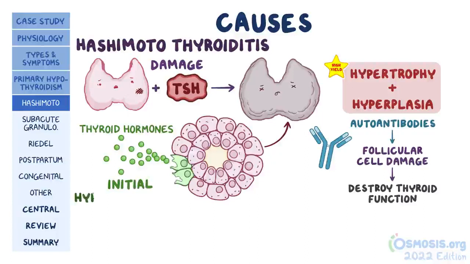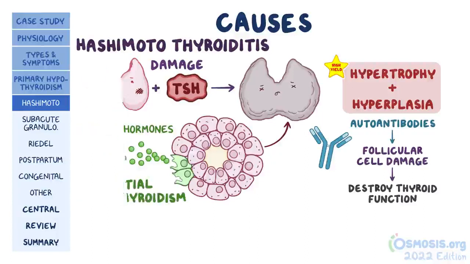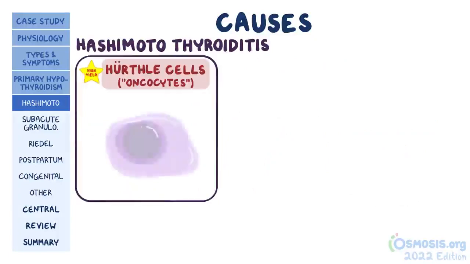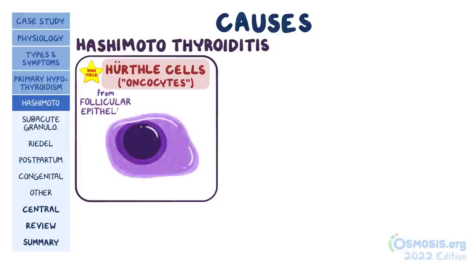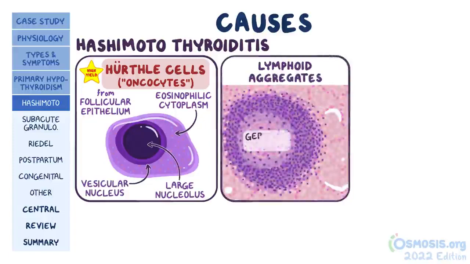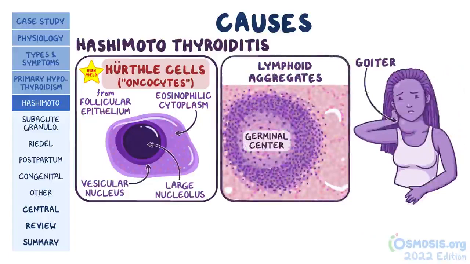initial phase of hyperthyroidism. On histology, with Hashimoto's thyroiditis, there can be Hürthle cells, which are also called oncocytes. These cells arise from the follicular epithelium, have an eosinophilic cytoplasm, and a vesicular nucleus with a large nucleolus. There can also be lymphoid aggregates with germinal centers. On clinical examination, there can be a goiter, which is an enlarged thyroid gland that doesn't cause pain. In individuals with Hashimoto's thyroiditis, there's a higher risk for developing lymphoma.